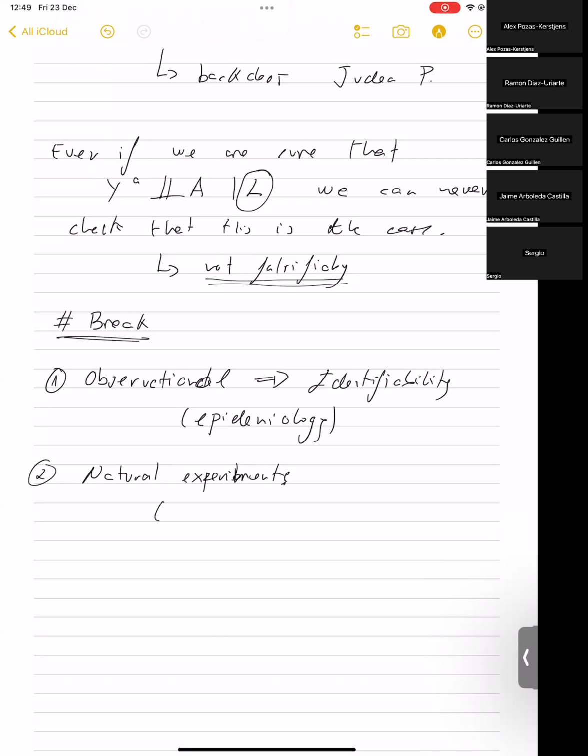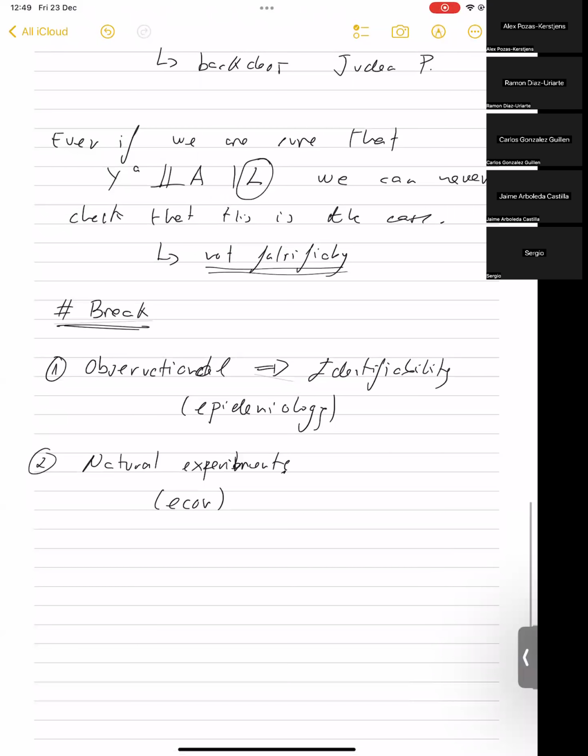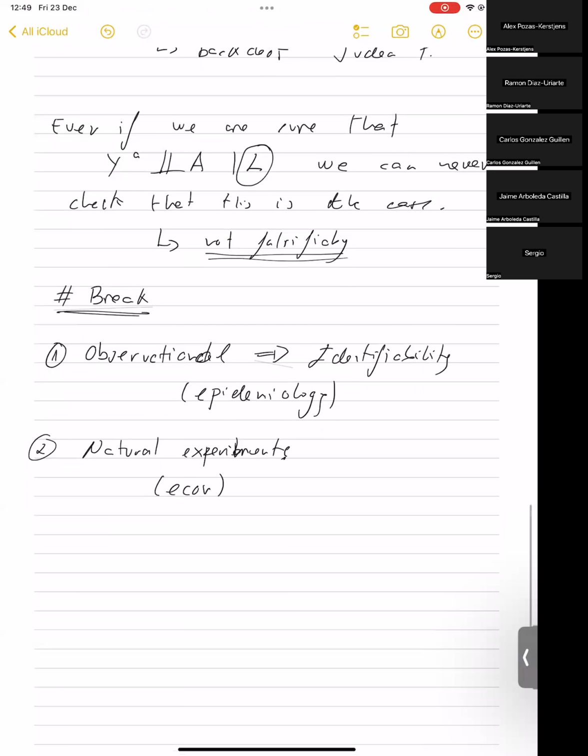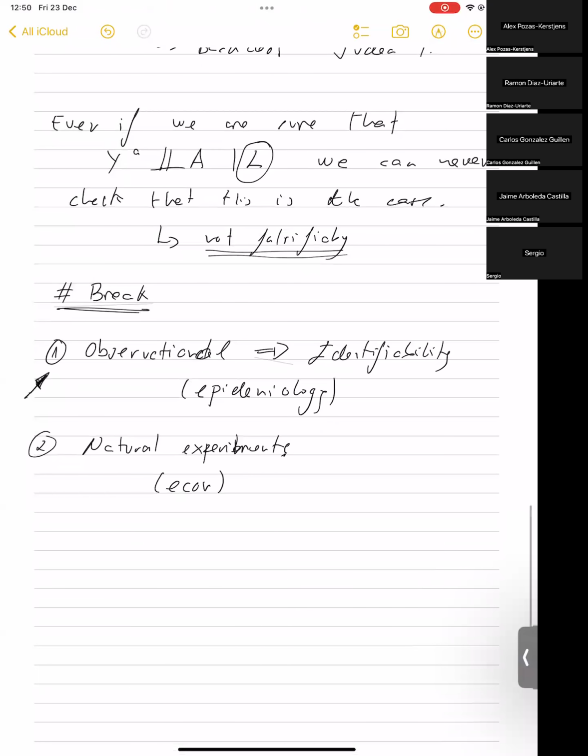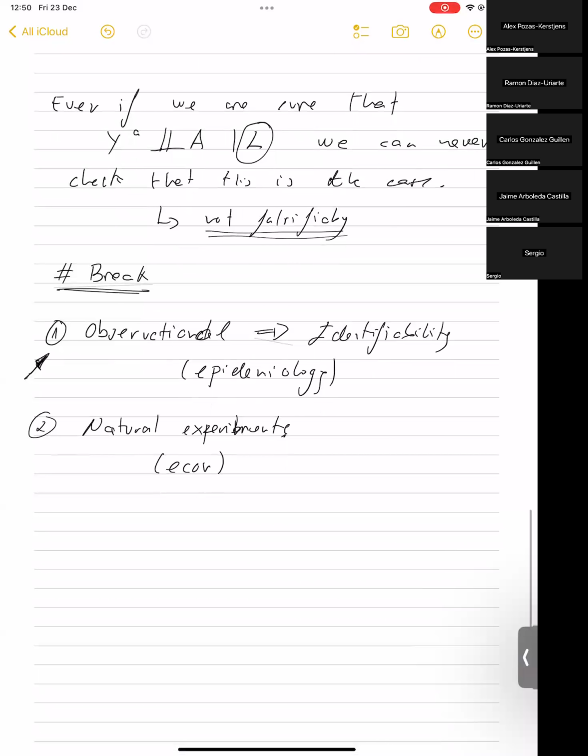And are used a lot in econ, for instance. And I'm gonna just say a few words. They don't talk about the natural experiments in this book because they focus more in the first case: how can we define the identifiability conditions that allow us to make causal inference with observational data? But in econ, natural experiments are pretty important. And now that we know what is exchangeability and conditional exchangeability, I think it's more or less easy to understand.